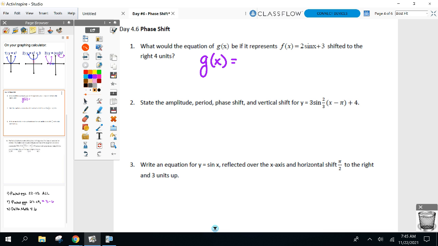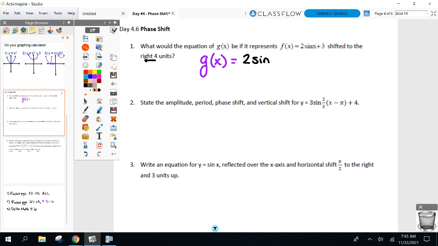Everything's going to stay the same. I'm not changing anything, except now I have to show how I can go right 4. So the 2 is still going to stay 2. Let's review here. What's that 2 telling me? Up and down to where? Max and min, right? Max and min before I shift. Sine.